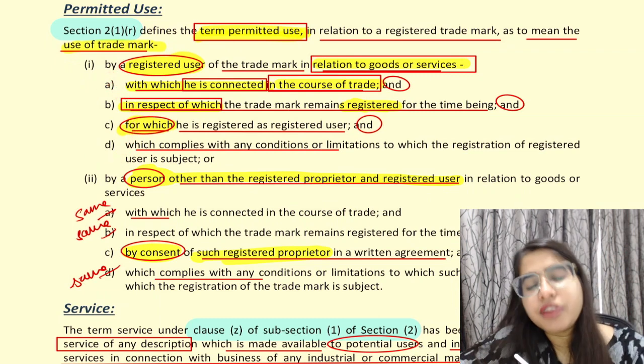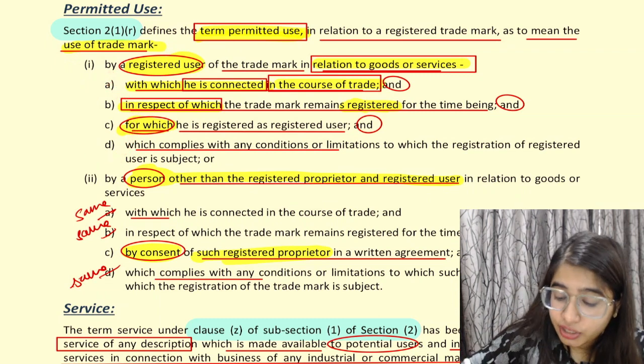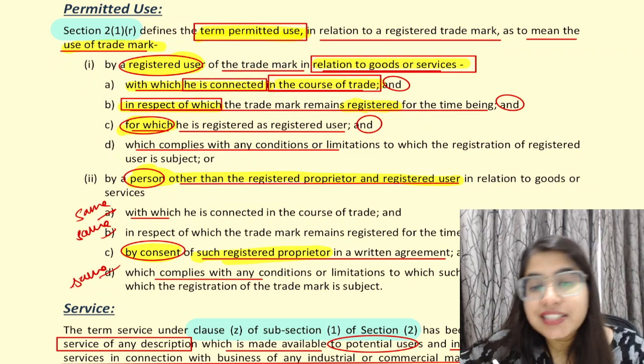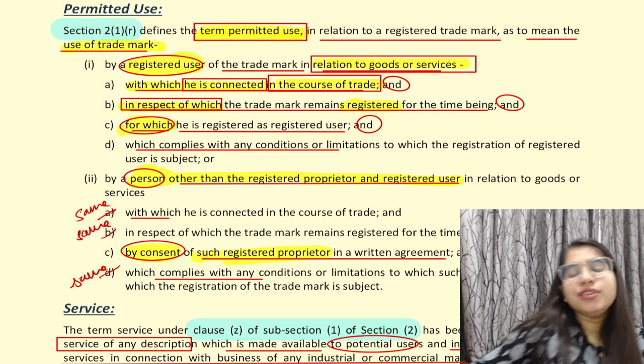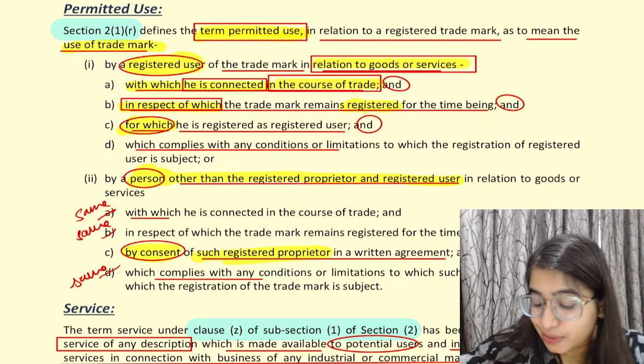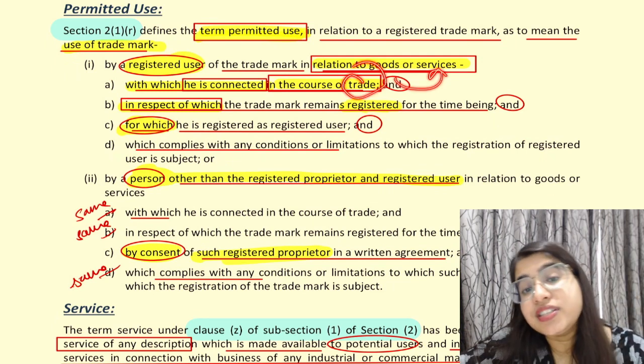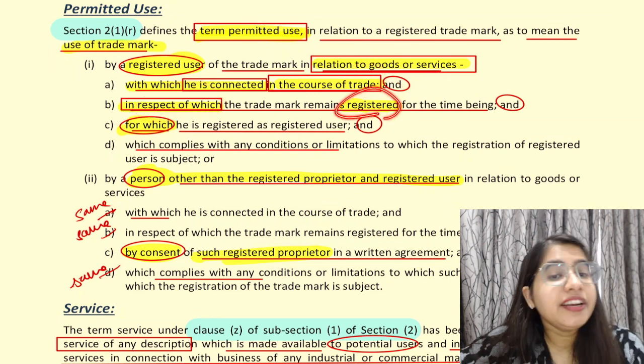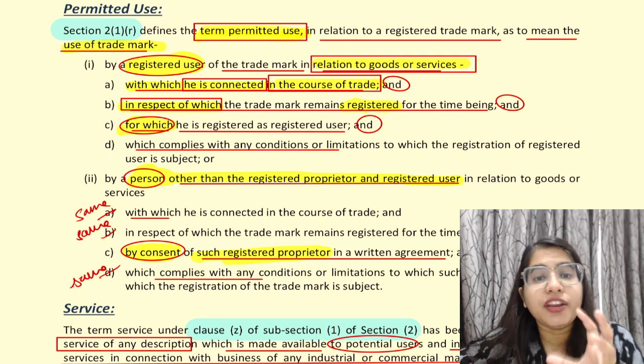In order to use a trademark, you need to take care that you are using the trademark in connection with your business. मतलब पर्सनल चीज के लिए you cannot use that trademark. You can use that trademark only in relation to your business, for which goods and services you have taken the trademark, or in respect of which the trademark is registered, specifically in respect of any goods and services.